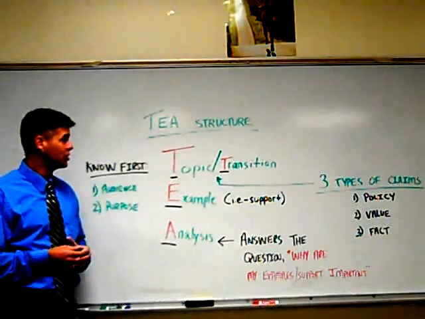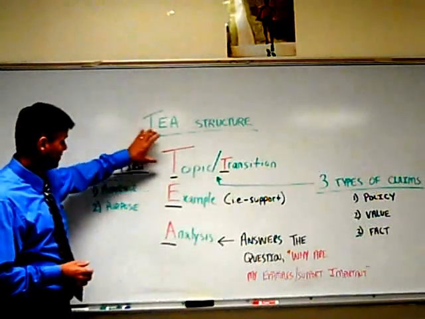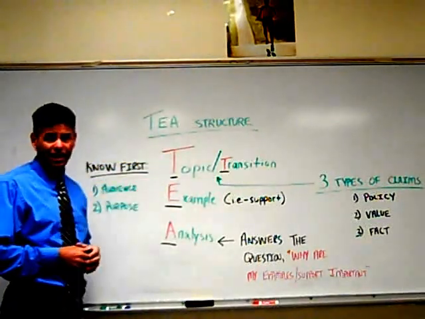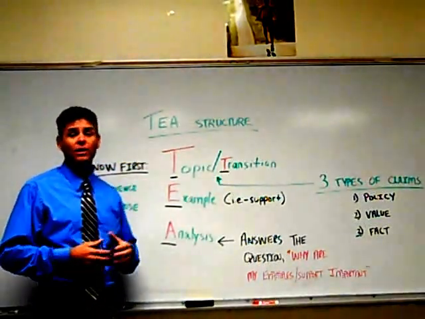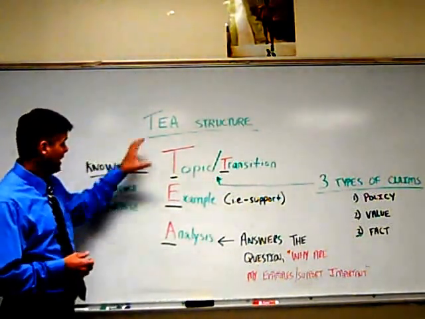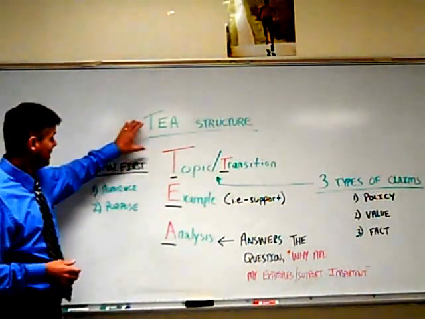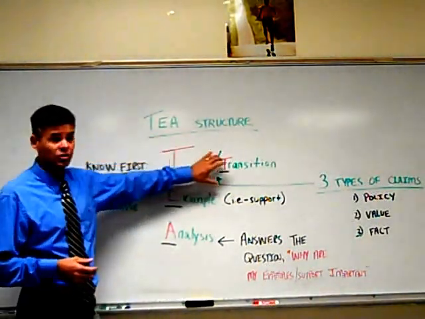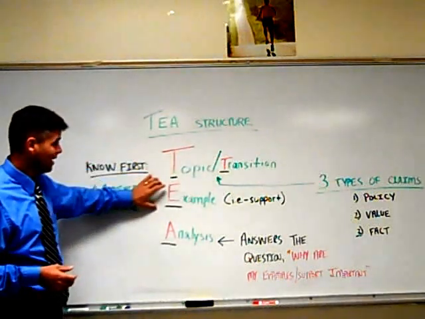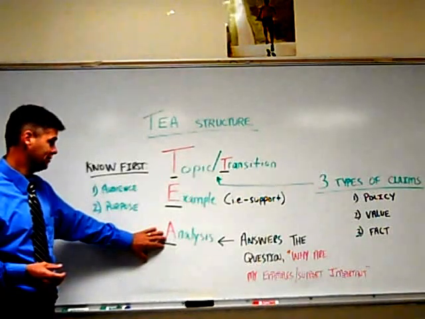Now, TEA structure itself. What I like about TEA structure is it uses an acronym to remember some fundamental elements that are essential to any well-written piece in terms of argumentative or persuasive. And it's an acronym, which are great ways for our brains to remember things, that stands for topic or transition, examples, in other words, support, and your analysis.